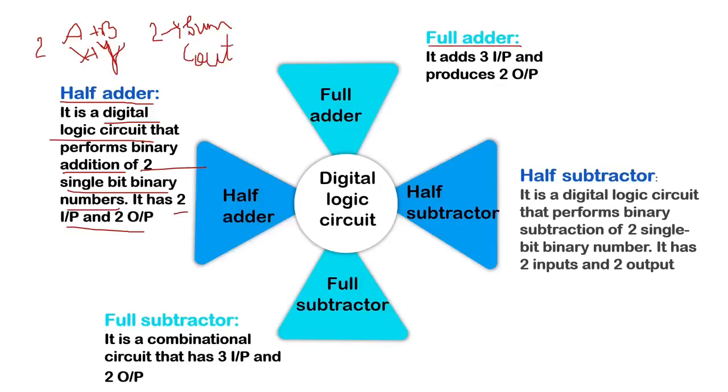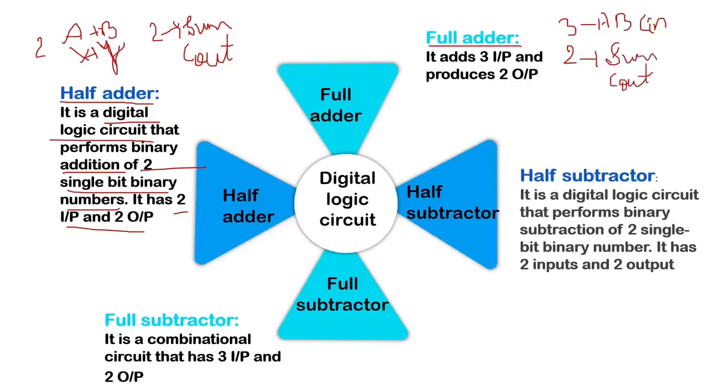Then what is a full adder? It has three inputs and two outputs. Three inputs are A, B and C in. C in is carry in. And two outputs are sum and carry out, C out.